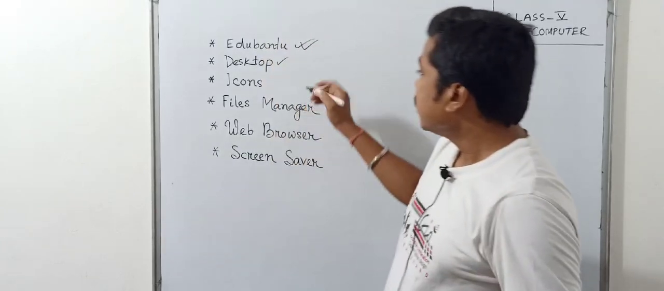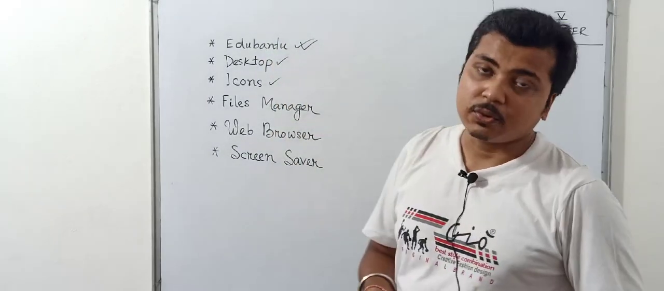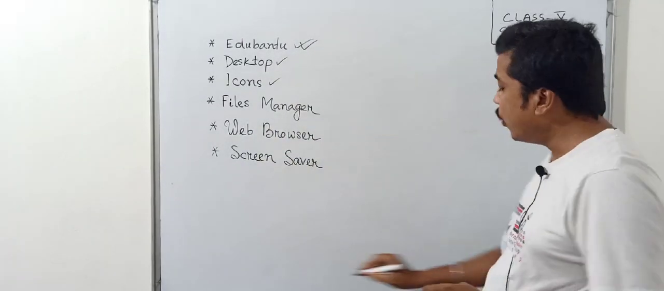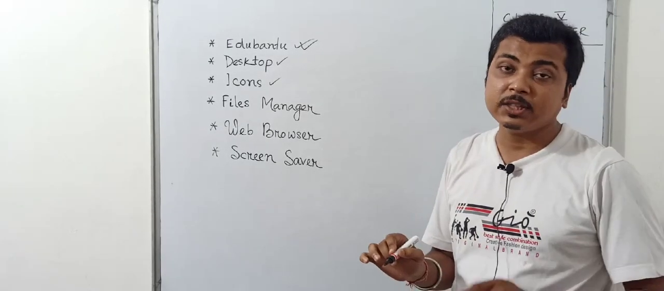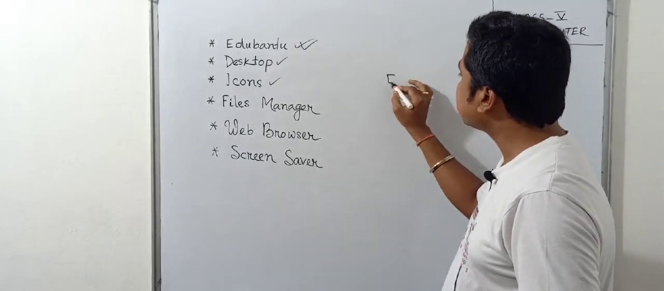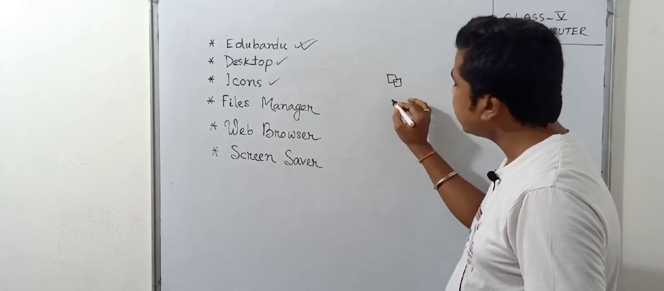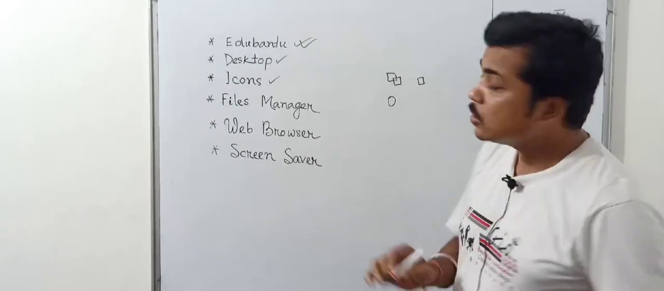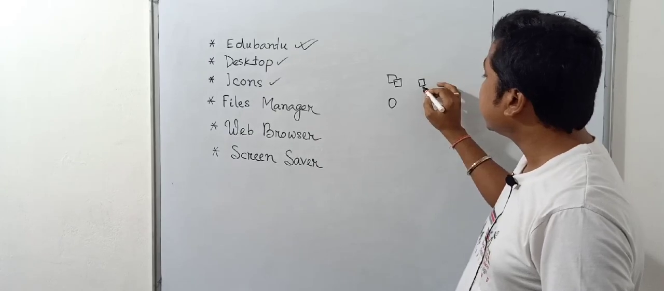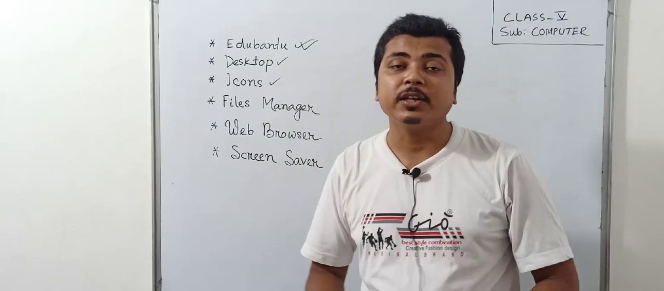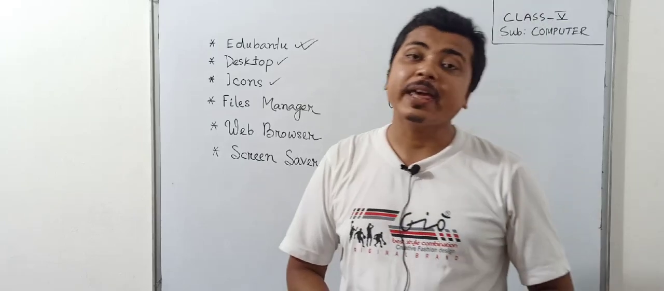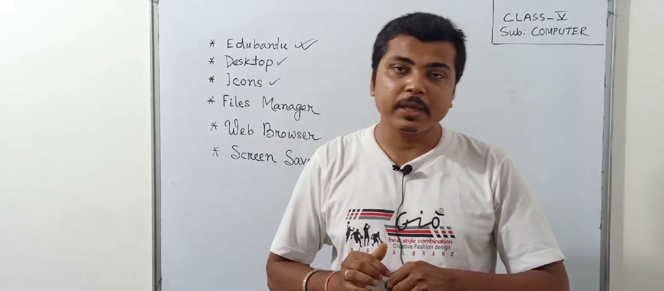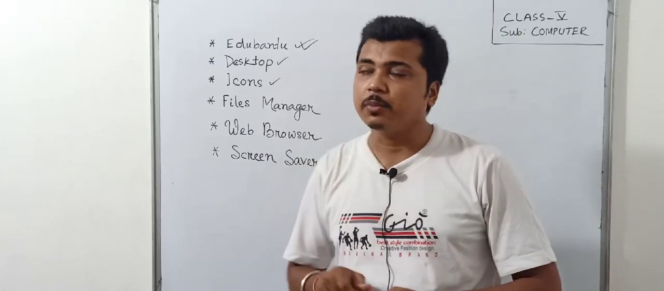Now icons. What are icons? Suppose this whole whiteboard is the desktop, your computer screen. Here you can see small pictures in the desktop. These small pictures are called icons. If we double click on this folder, we will be directed to that particular folder. So icons are the small pictures that are present in the desktop.